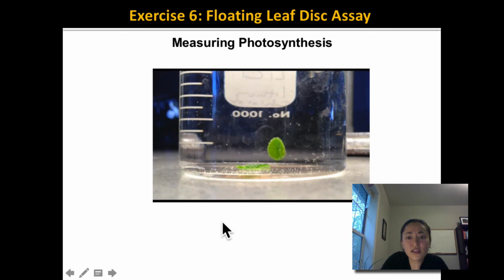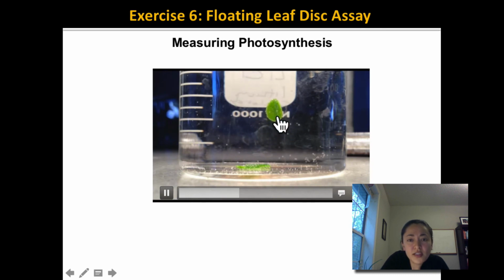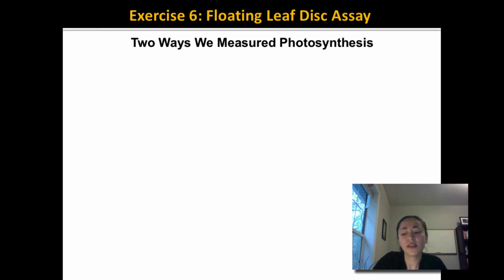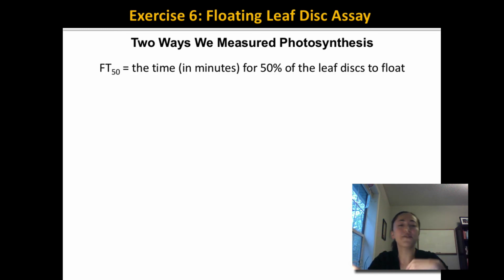If you notice, these little spinach disks here start to float up after a little bit of time. And what's causing them to float is these little oxygen bubbles on each one of the leaves. So the more oxygen bubbles that are produced, or in other words, the more photosynthesis happening, the quicker these leaves or these disks will rise. So you can actually measure the amount of photosynthesis by measuring how long it takes for those disks to rise. And we called this the FT50.